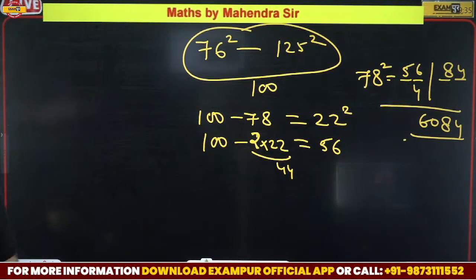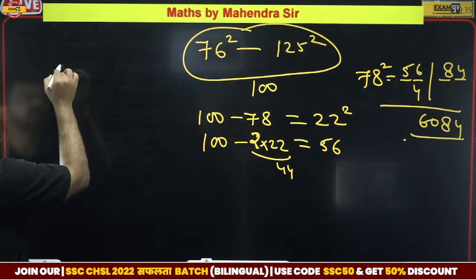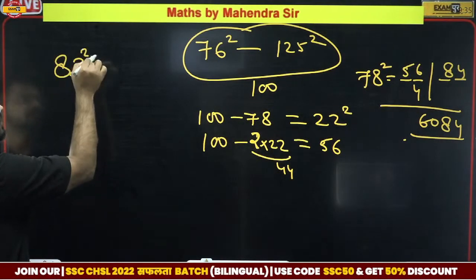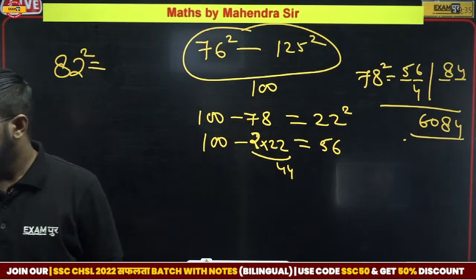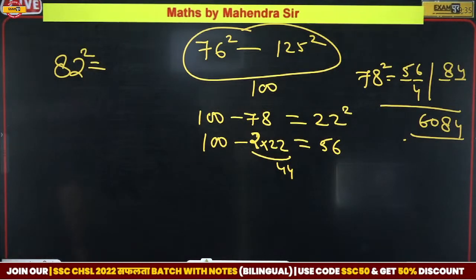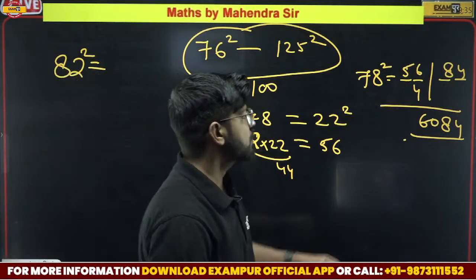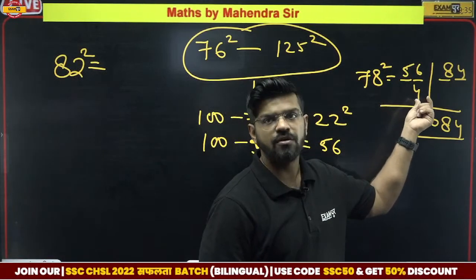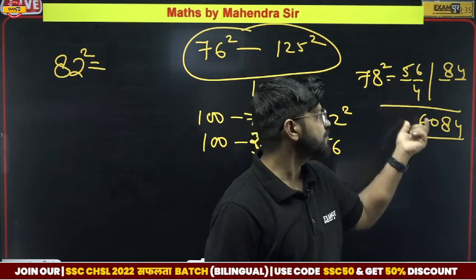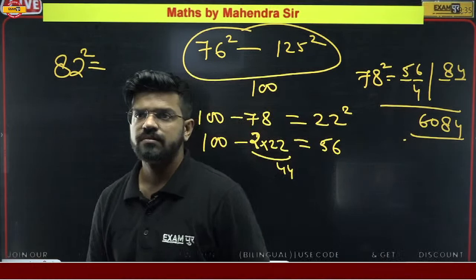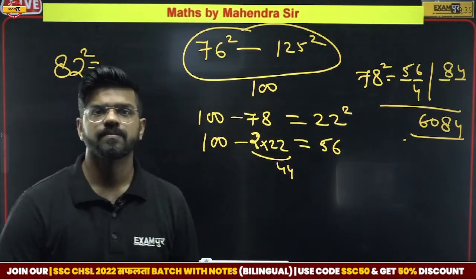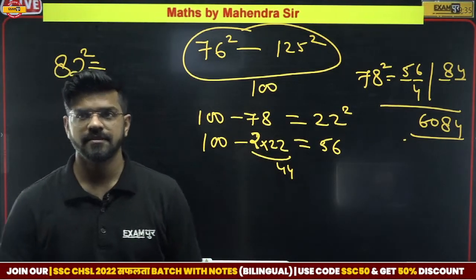Okay. Now tell me the square for 82. Tell me the 82 square. Tell me the 61, 84. No. Not 61. It is carry for 4. So 56 and 4, what will it give you? 60. Right?